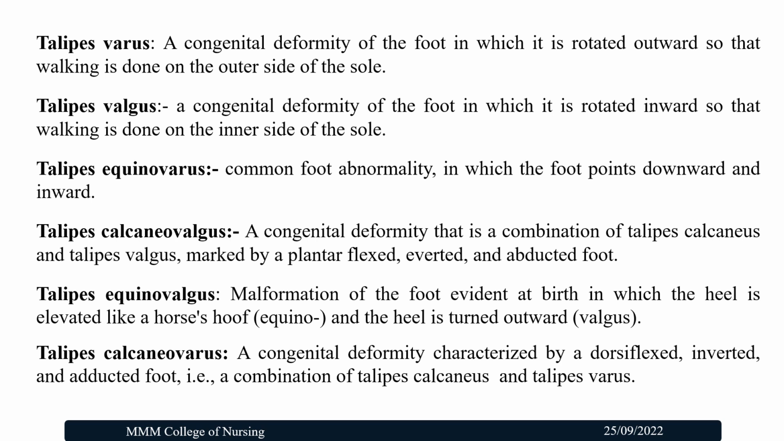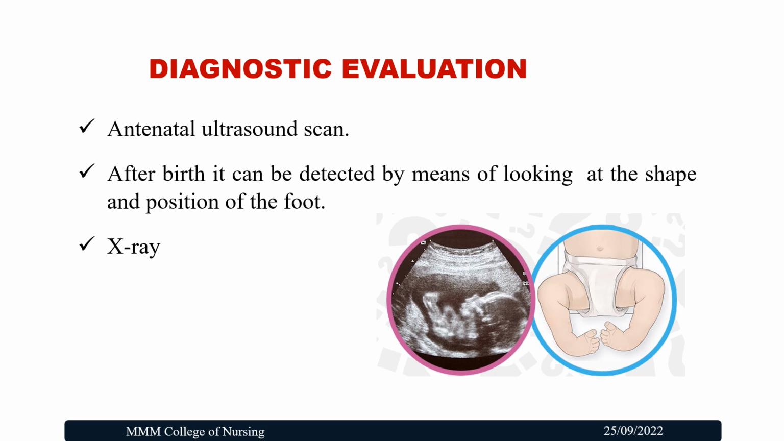Moving on to Talipes calcaneovalgus, it is a combination of Talipes calcaneus and Talipes valgus, and it is characterized by plantar flexion, eversion, and an abducted foot. Coming to Talipes equinovalgus, it is also a malformation of the foot, and here the heel is elevated like a horse hoof and turned outward. Coming to Talipes calcaneovarus, it is characterized by dorsiflexion, inversion and an adducted foot, a combination of Talipes calcaneus and Talipes varus.